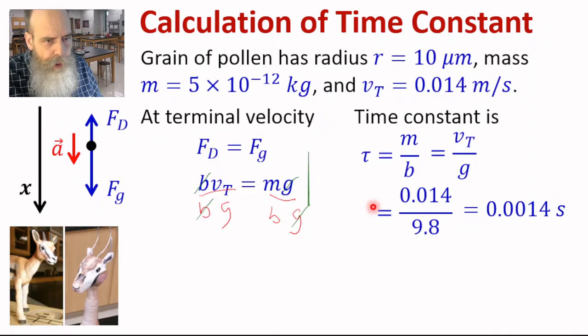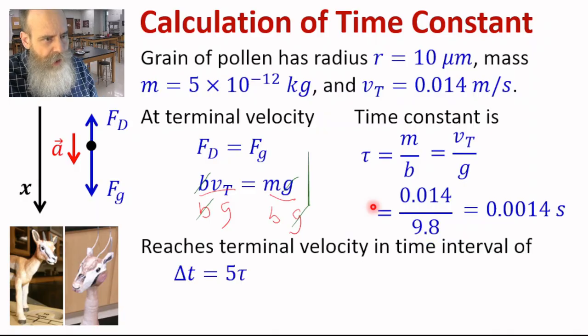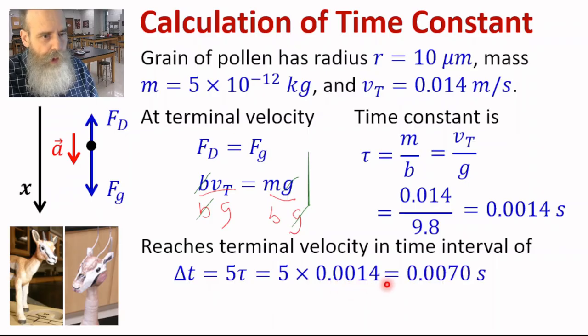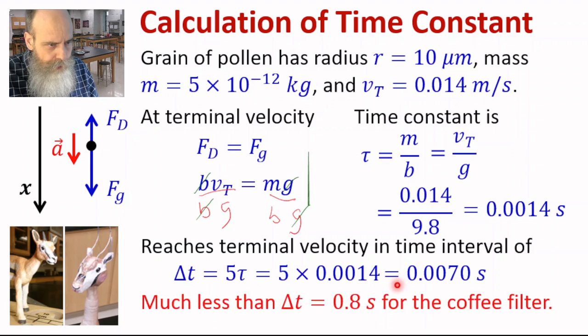The time to reach terminal velocity is about 5 times the time constant. So delta t is 5 times tau, which is 5 times 0.0014, which is 0.0070 seconds. Compared to the time for the coffee filter to reach terminal velocity from our experiment, it was 0.8 seconds. The time to reach terminal velocity for viscous drag is much less than the time for inertial drag, as demonstrated here.